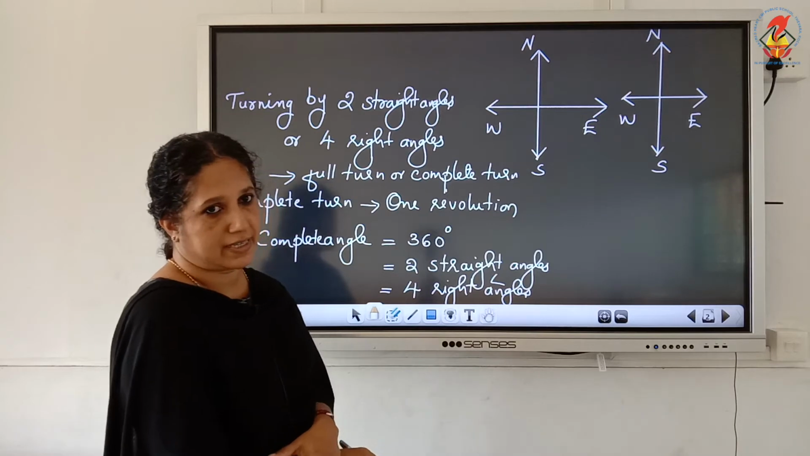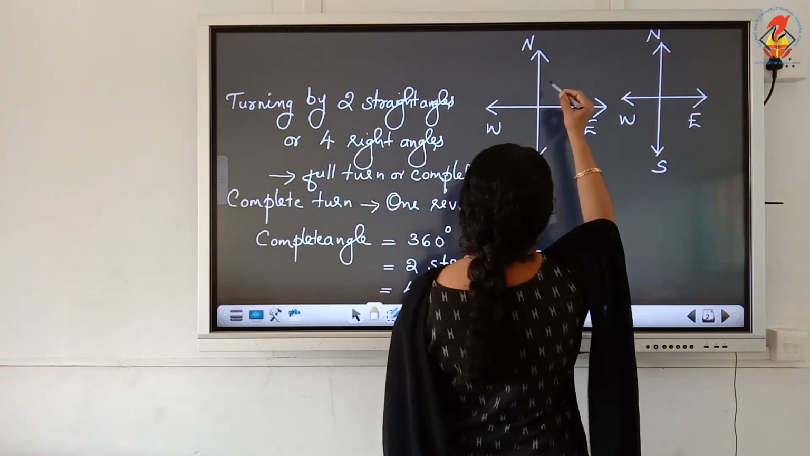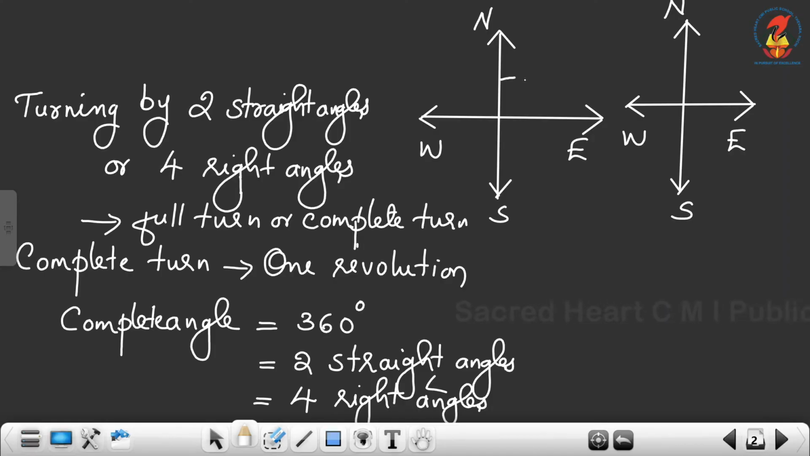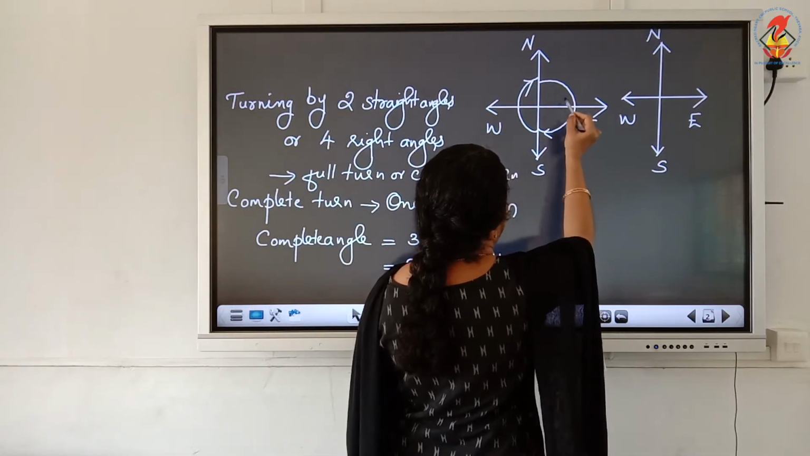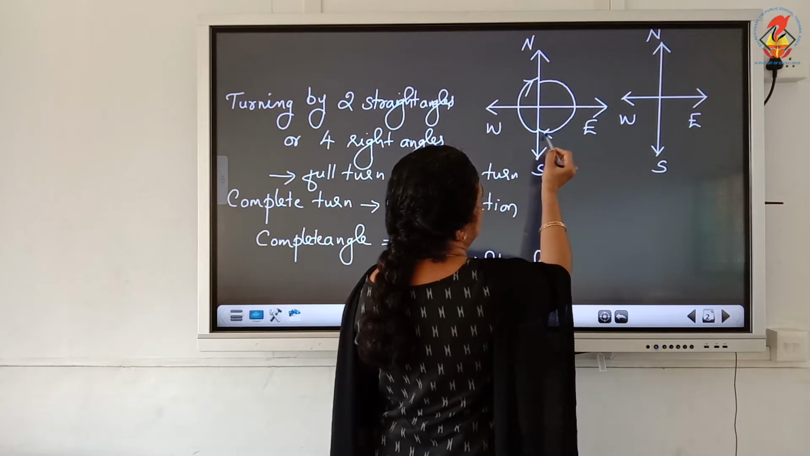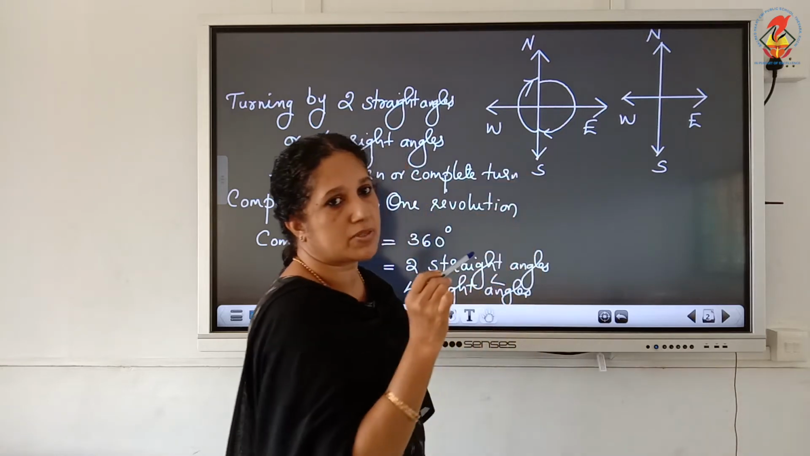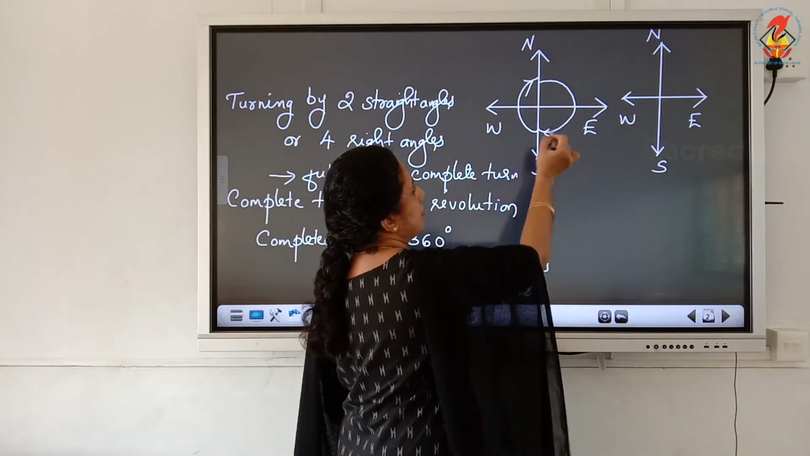Turning by two straight angles. Suppose you stand facing north, then turn clockwise to south. That is, the turn from north to south, again from south to north, is a complete turn. Then how many straight angles are formed here? From north to south, one straight angle, and south to north, one more straight angle. So the total number of straight angles formed in this revolution is 2.